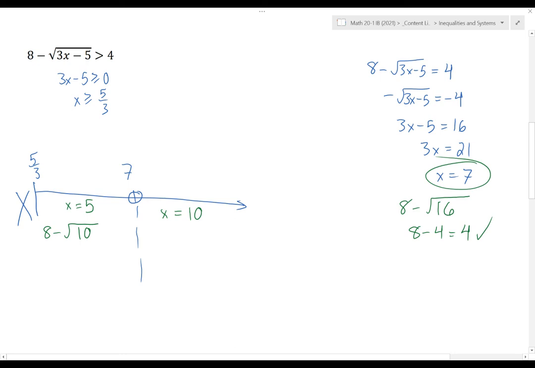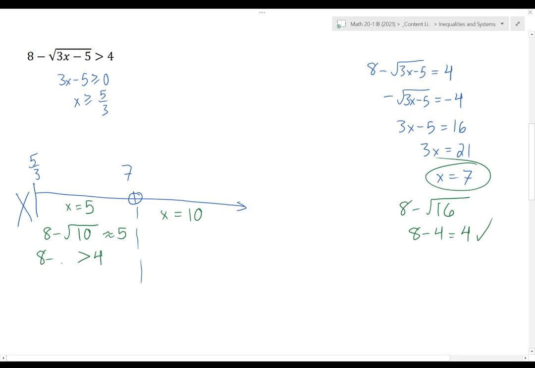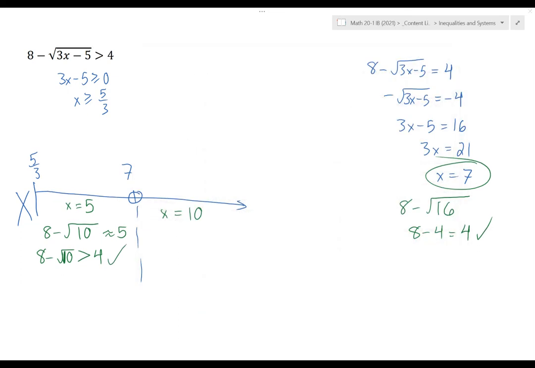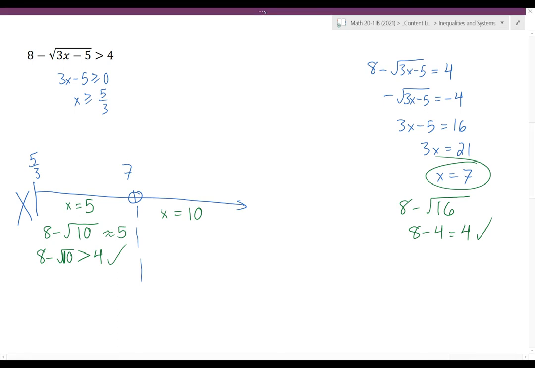Well, the square root of 10 is a little bit bigger than 3. So 8 minus 5 is going to be around 5. So 8 minus something a little bit bigger than 3. It's going to be less than 5, but it's going to be around 5. But the key is it's going to be bigger than 4. I don't actually care what the number is. You can, of course, pull out a calculator and check if you like. But I just need to reason out, is it going to be bigger than 4 or not? And it is. So this interval is going to be included.